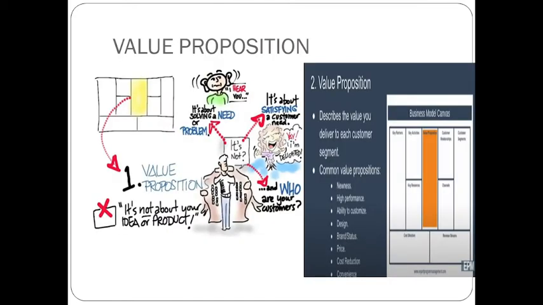The first one is the value proposition. You are trying to get a solution to your customer. Any product you are developing, it could be that you are bringing an innovation into an existing product.